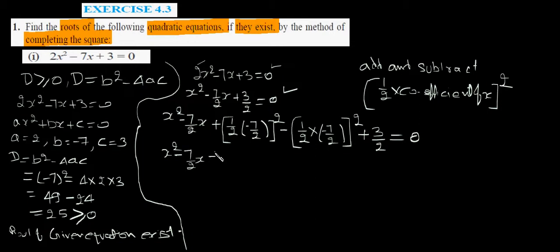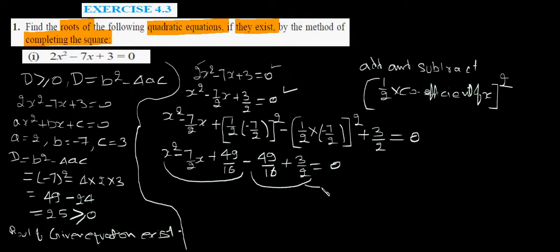So I will get 49 over 16, this will be again 49 over 16, plus 3 by 2 as it is. This is equal to 0. Now what I will do is I will keep these three terms on one side of this equation, and I will move these two terms to the other side of this equation. So what I will get: x square minus 7 by 2x plus 49 by 16.